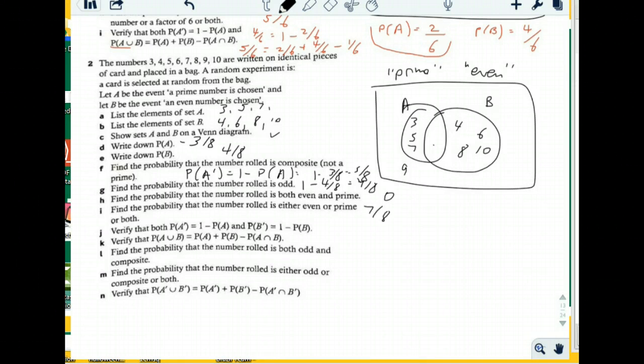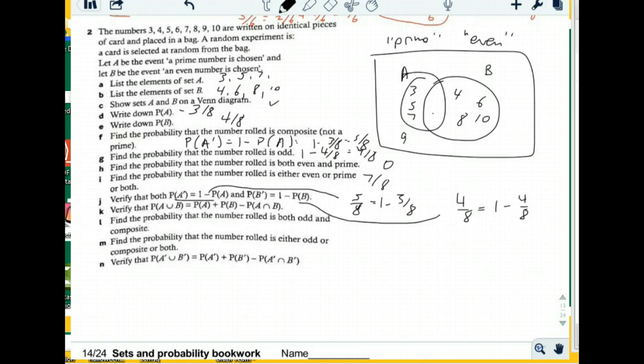Verify that both the A complement is equal to 1 minus A and B complement is 1 minus B. So let's see, the probability of A happening is 3/8. Probability of A not happening is 5/8. So let's see if that works out. 5/8 is equal to 1 minus 3/8. Yeah, that worked out. And then probability of B complement is equal to 1 minus probability of B. That equals 1 minus 4/8. Yeah, so that worked out too, right? Okay.